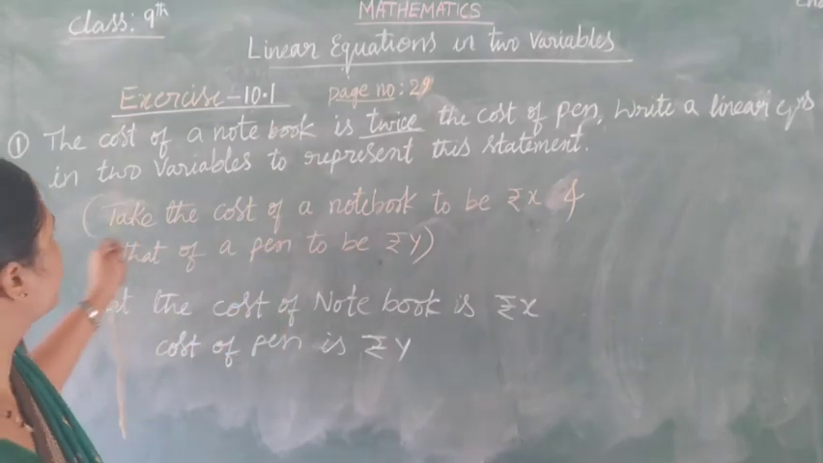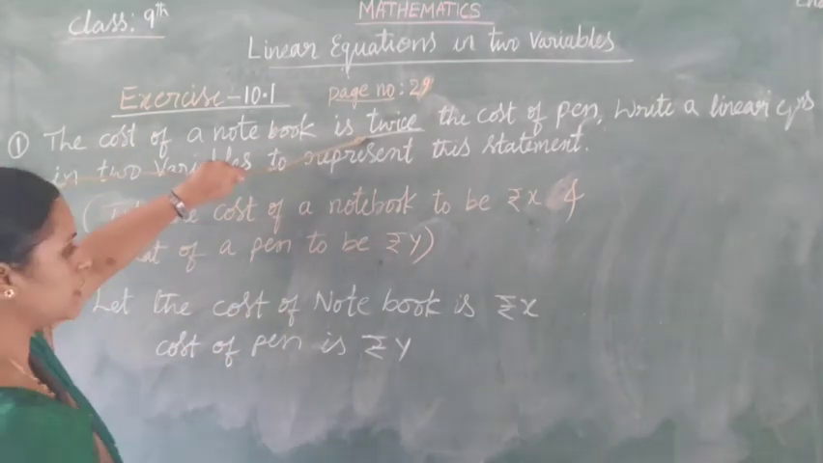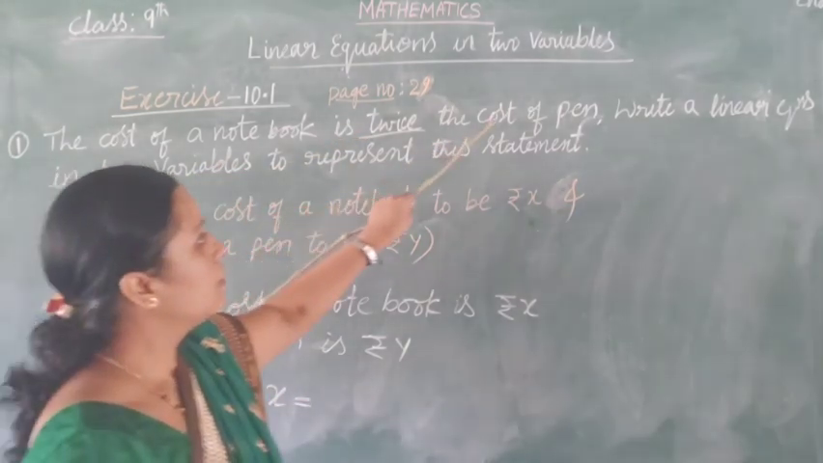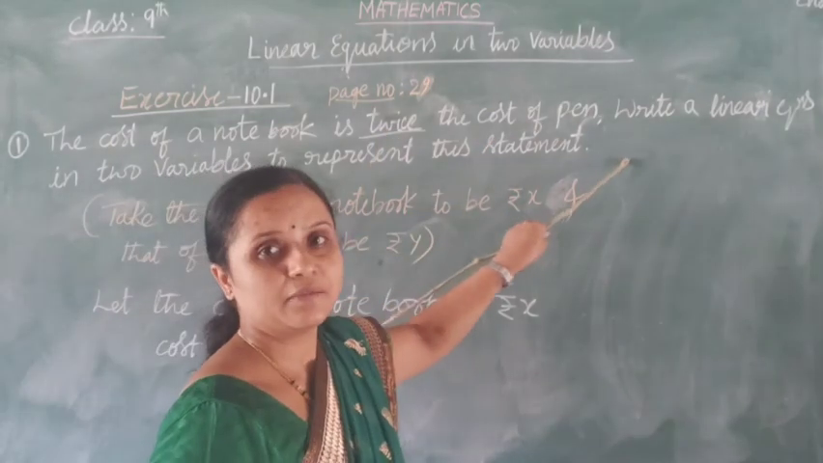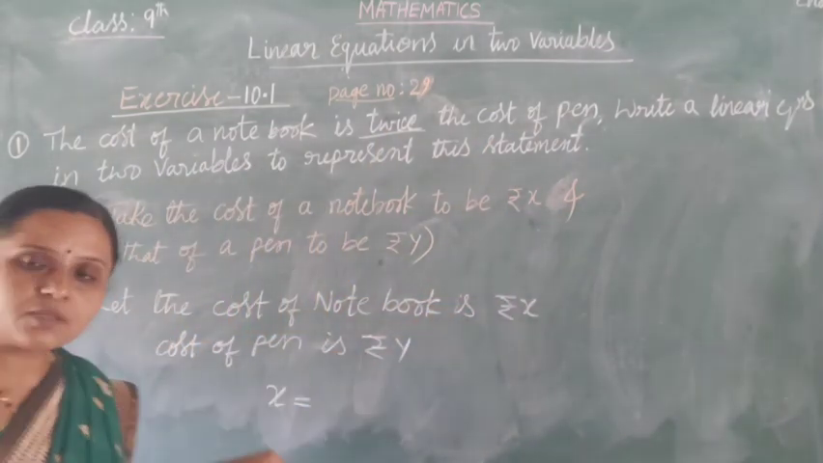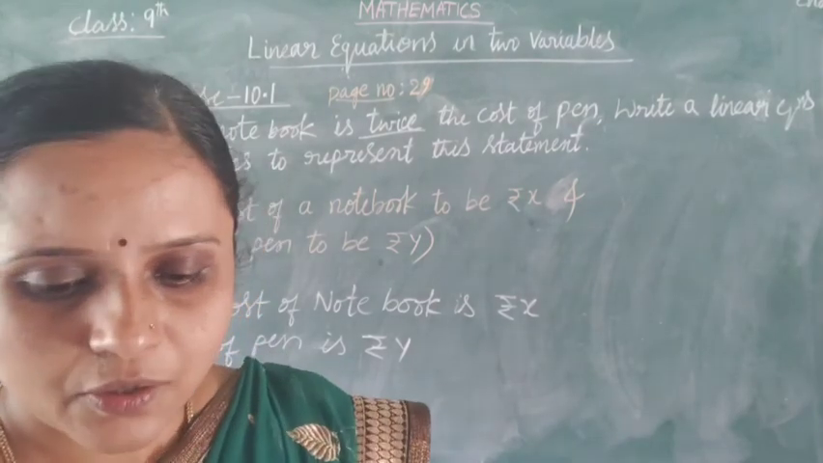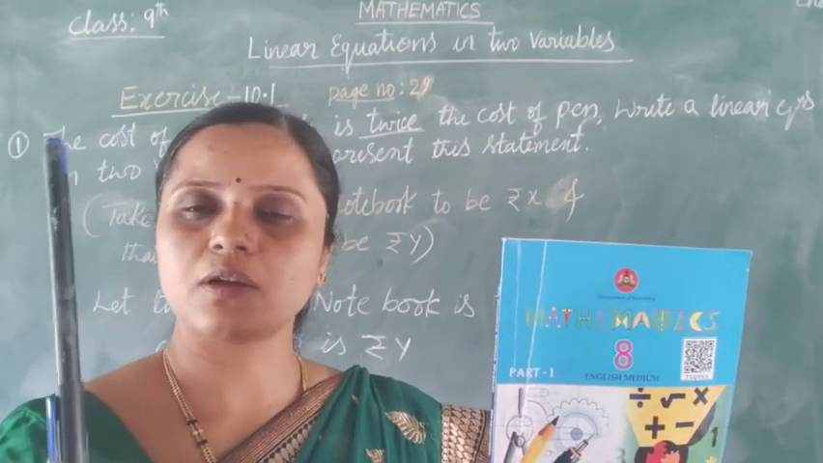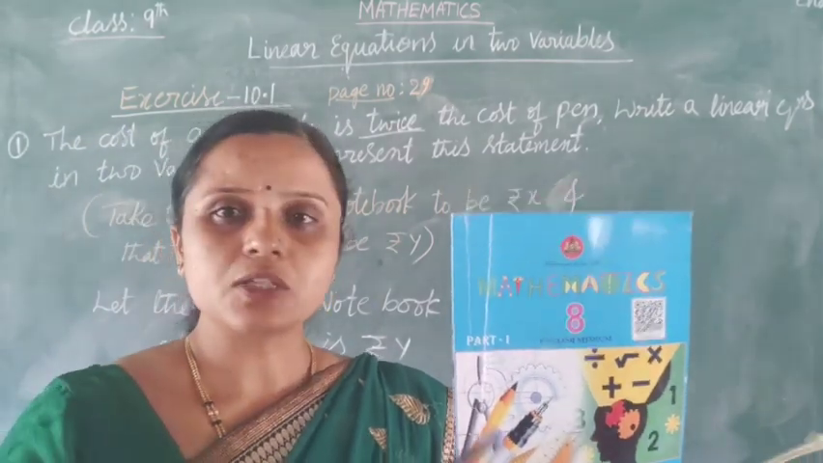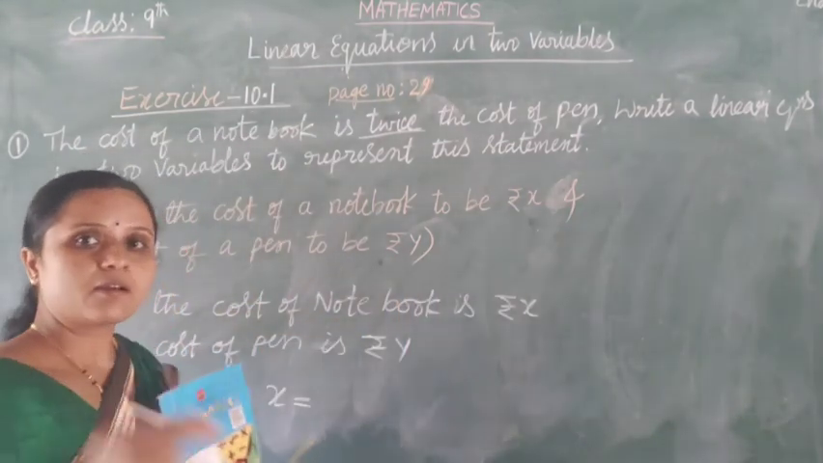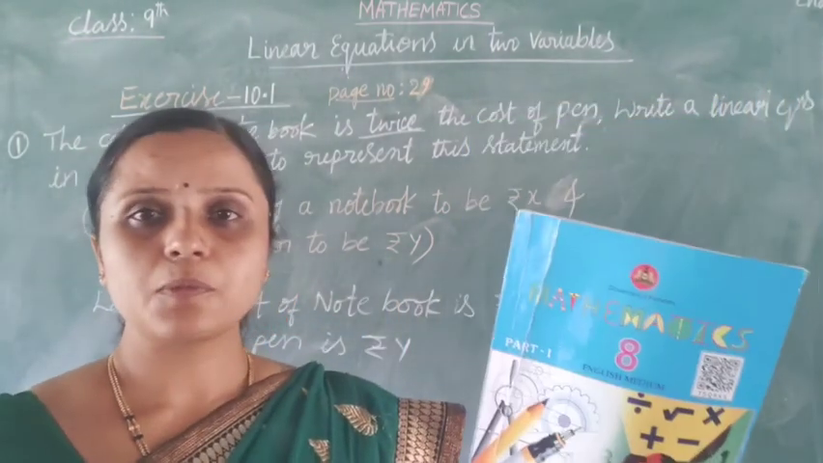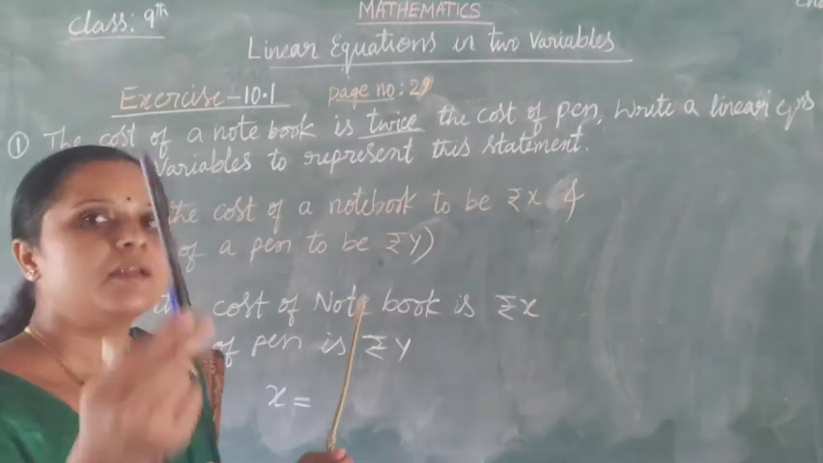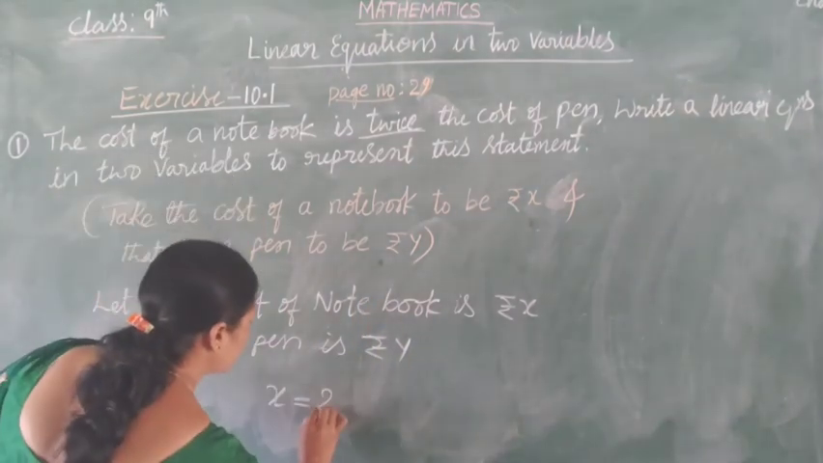According to this statement, the cost of notebook means x. So write x is equal to twice the cost of a pen. What is the cost of a pen? y. Twice means 2 times. The notebook cost is 2 times its cost of pen. So the cost of notebook is x, the cost of pen is y. The cost of notebook is equal to twice the cost of a pen, that is 2 times of y.